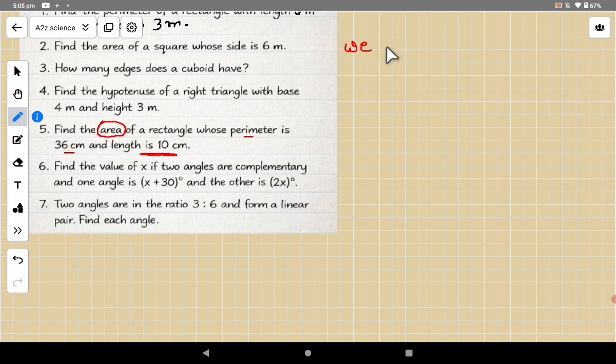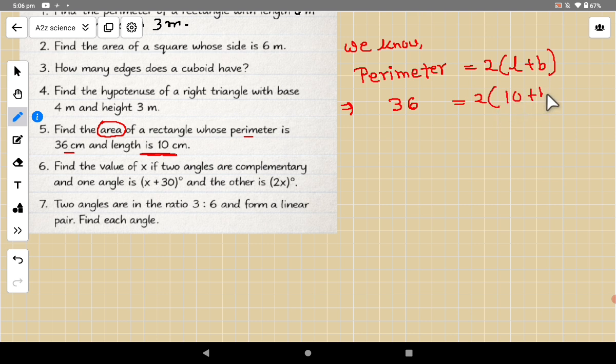To get the breadth, we know perimeter of a rectangle is equal to 2 into length plus breadth. The perimeter is given as 36 centimeter and length is given as 10 centimeter. So here we will get the value of breadth. Let's open the bracket. 2 into 10 becomes 20, and 2 into 2b equals 36 minus 20.